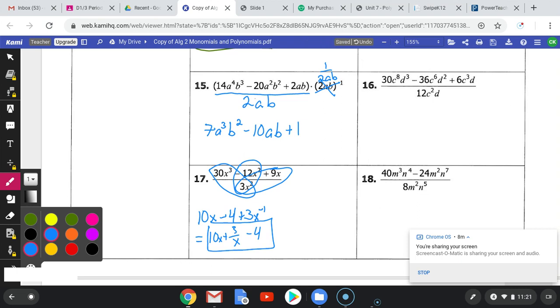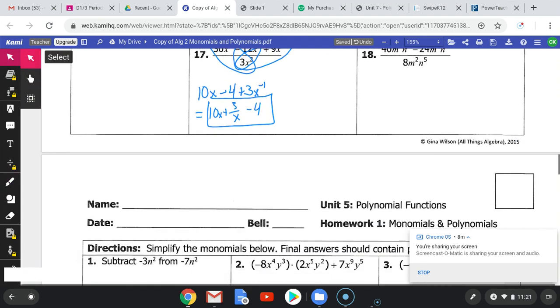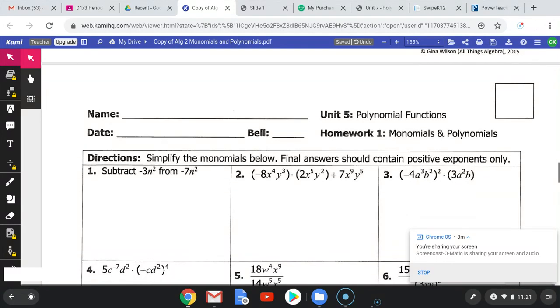And like I said, ladies and gentlemen, this is going to be a very short video because most of this was reviewed. And that is it with the basic operations of monomials and polynomials.